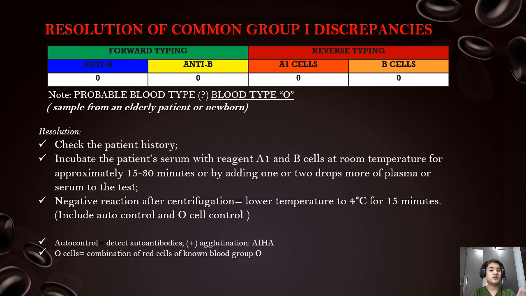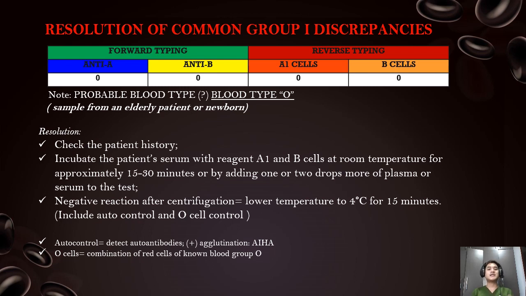The main principle of this is to increase the likelihood of sensitizing more reagent cell antigenic determinants via addition of more antibody epitope sites in this test sample, which will increase more antigen-antibody complex and a more visible agglutination. However, if there is still no reaction after the centrifugation, the test mixture or serum and cell mixtures can be incubated at 4 degrees Celsius for 15 minutes.